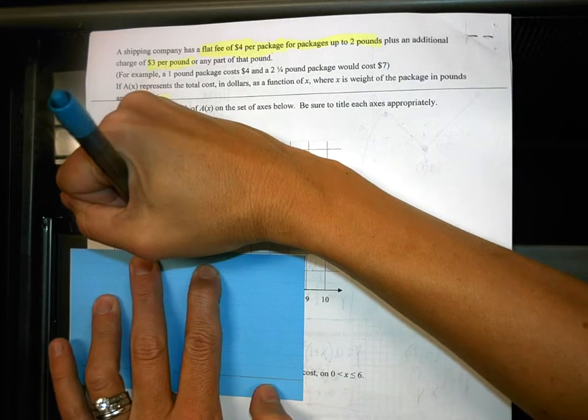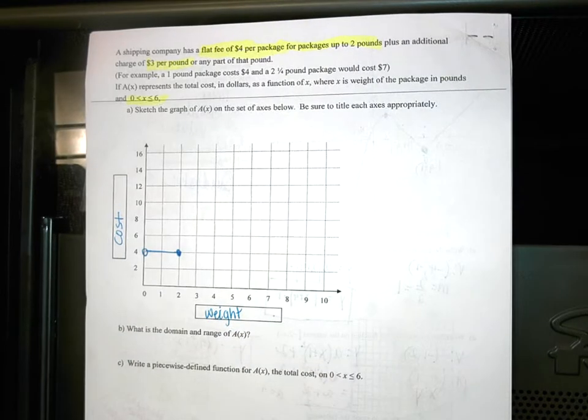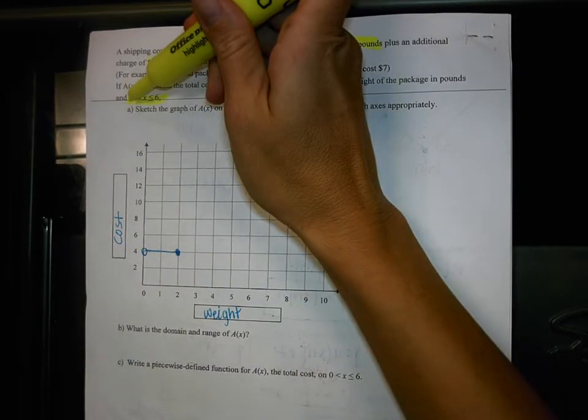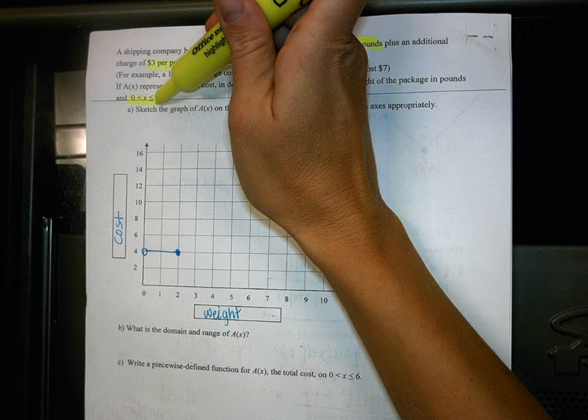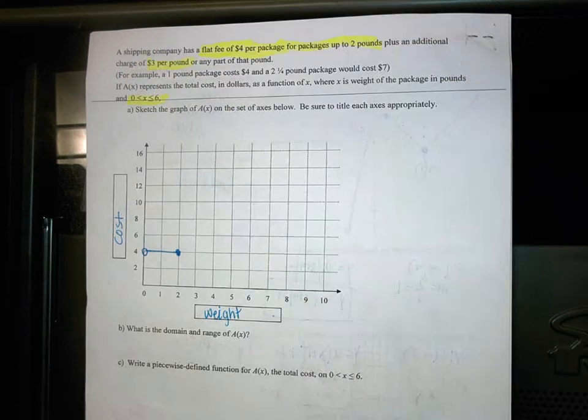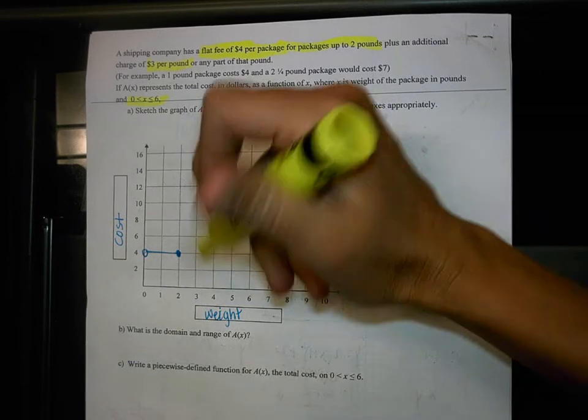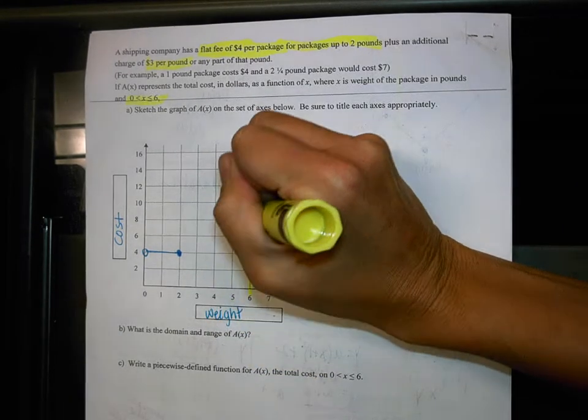Okay. So we have this first part done. The other thing, and I kind of feel like sometimes I talk out of order, is that it's saying it's only until you get to a weight of 6 pounds. So anything can go by this flat rate from 0 to 6 pounds. So I would highlight the 6 anytime they give you that domain restriction.